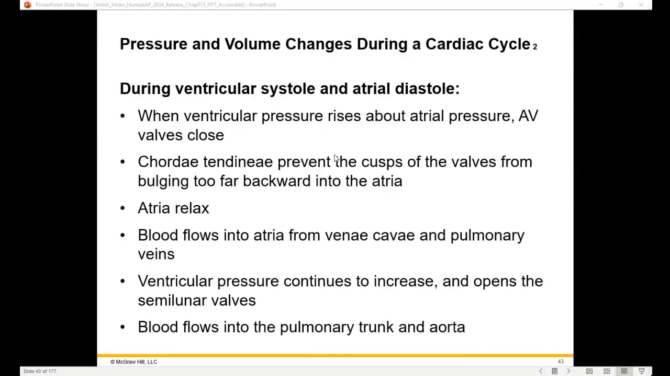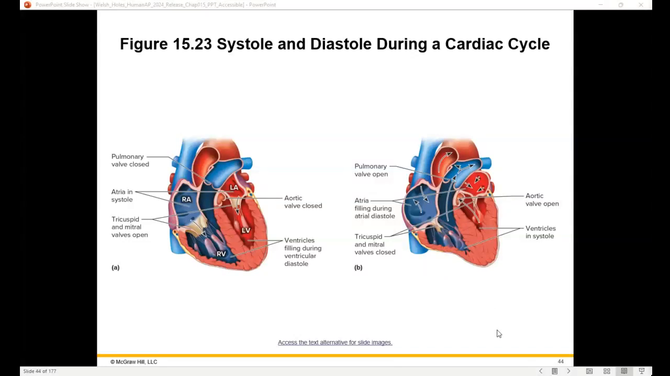During ventricular systole and atrial diastole, the ventricular pressure rises above the atrial pressure and the AV valves close. The chordae tendineae prevent the cusps of the valves from bulging too far backward into the atria. Then the atria relax. The blood flows into the atria from the vena cava and pulmonary veins, and the ventricular pressure continues to increase and opens the semilunar valves. The blood flows into the pulmonary trunk and aorta. Okay, and again, this is showing you what the ventricles are doing at each of these points and the blood flow.